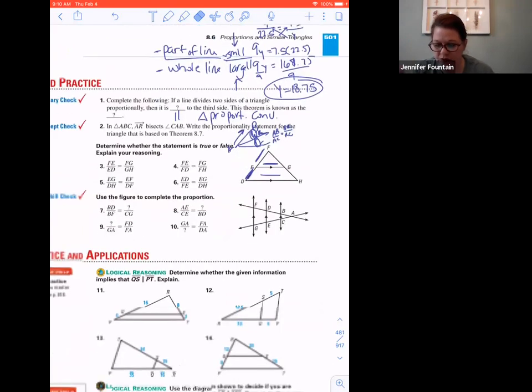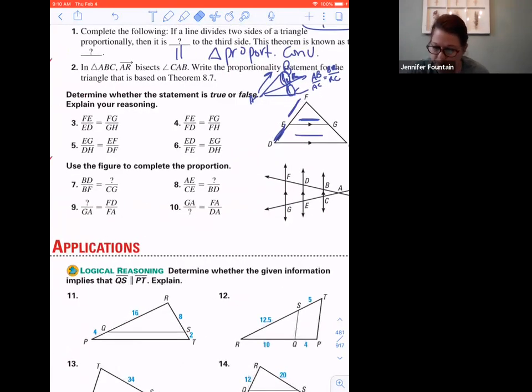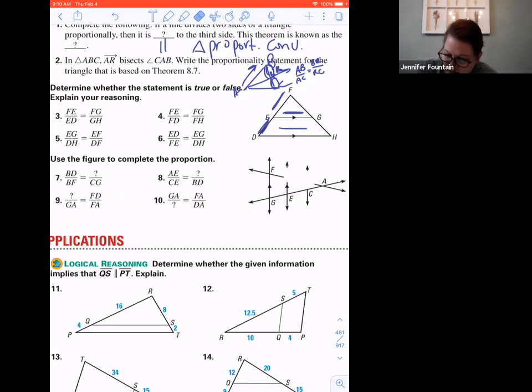All right, the next one says use the figure to complete the proportion. So here I've got BD over BF. So I've gone part to whole or to bigger segment is proportional to something over CG. So I can see that it's going to be this right here. So that's going to be CE. As we're doing these things, if you can't see it and you're not sure, be sure to let me know.